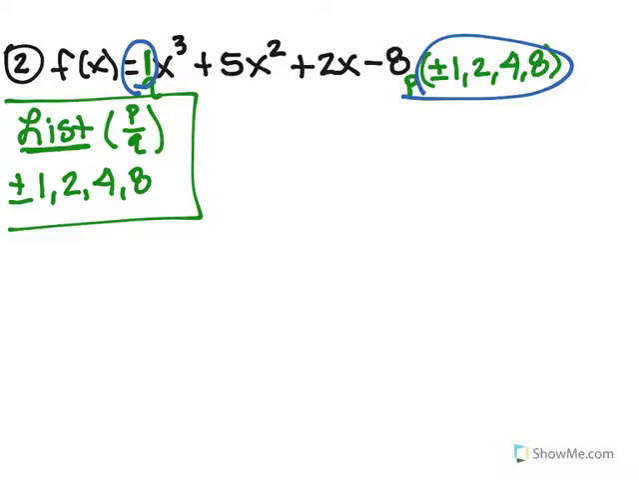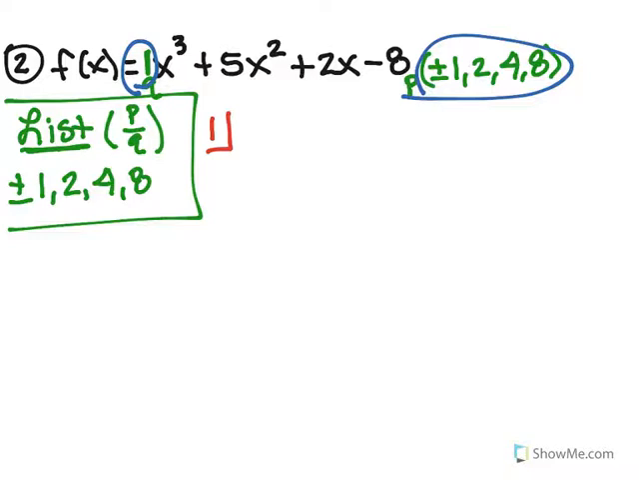Okay? So, what I would do at this time is take the number in the list and plug it in for x. That way you'll know if it's going to work or not. So you won't have to waste your time doing synthetic division if it doesn't work. Now, I do want to see the synthetic division of the answer that works. Okay? So, we can try 1.